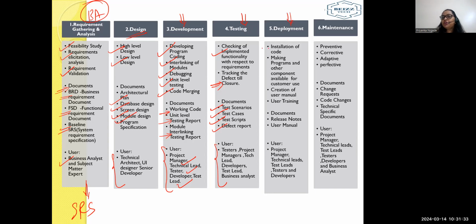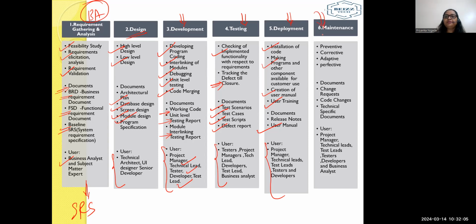Last two phases, deployment. In deployment, installation of code, making the program or other components available for customer use, creation of manual, user manual, and sometimes we can provide training to the user also. Suppose some technology is new and the customer is not aware of that, so we can provide training to them on how to use that software. And yes, release notes and user manual are the documents. In deployment, every team member is involved. Again, manager, technical lead, leader, tester, developer, everybody gets involved.